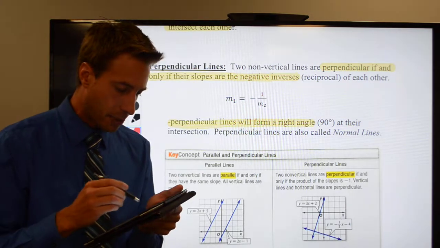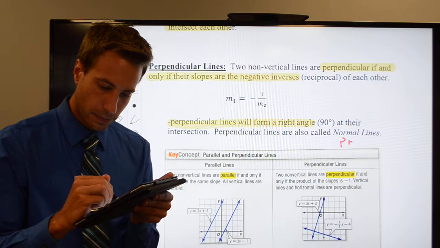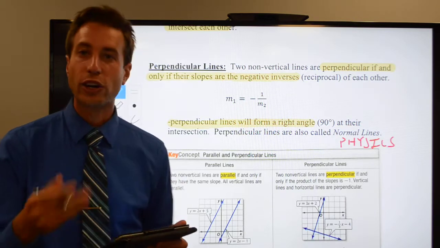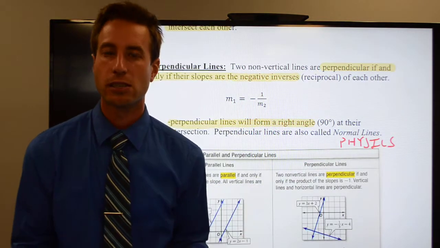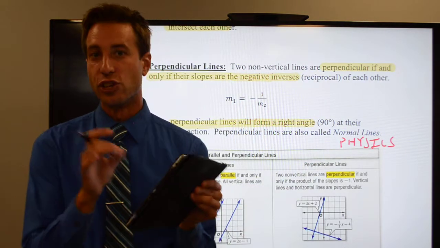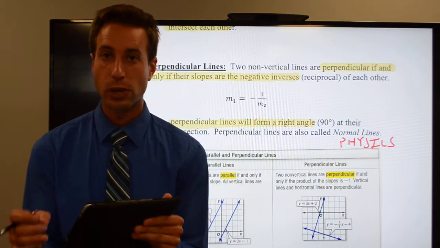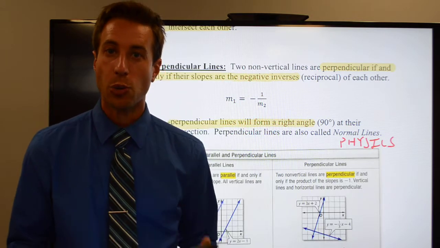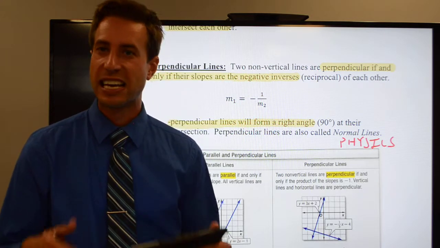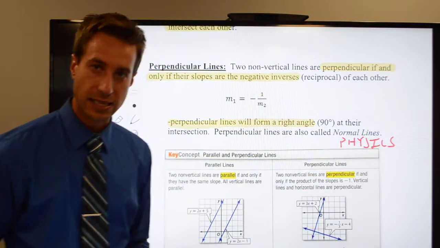And just a quick application for you, in physics, we're going to call these normal lines. It's just a fancy physics term for perpendicular, generally when we're speaking about forces. So when we're talking about forces, rather than calling them perpendicular forces, we're going to call it the normal force. It just means it's perpendicular. So you may see this in physics.